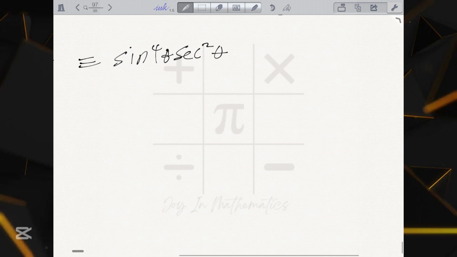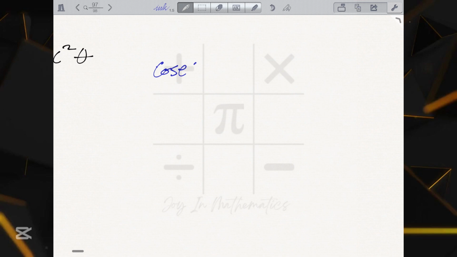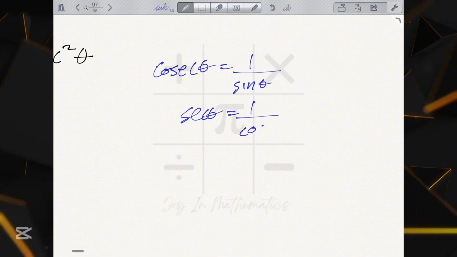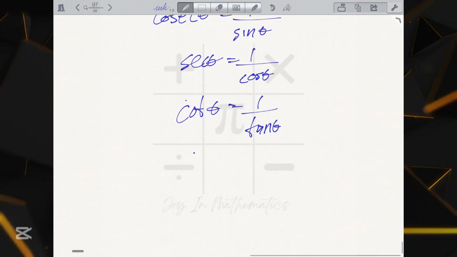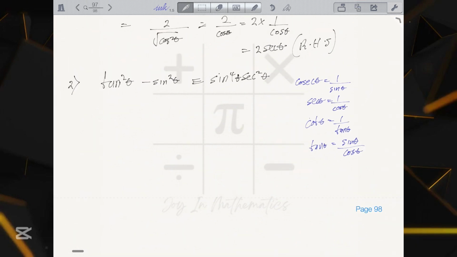So to do this now, we'll write that cosec theta is 1 over sine theta, sec theta is 1 over cos theta, cot theta is 1 over tan theta, and tan theta is equal to sine theta divided by cos theta. So let's make our substitution.